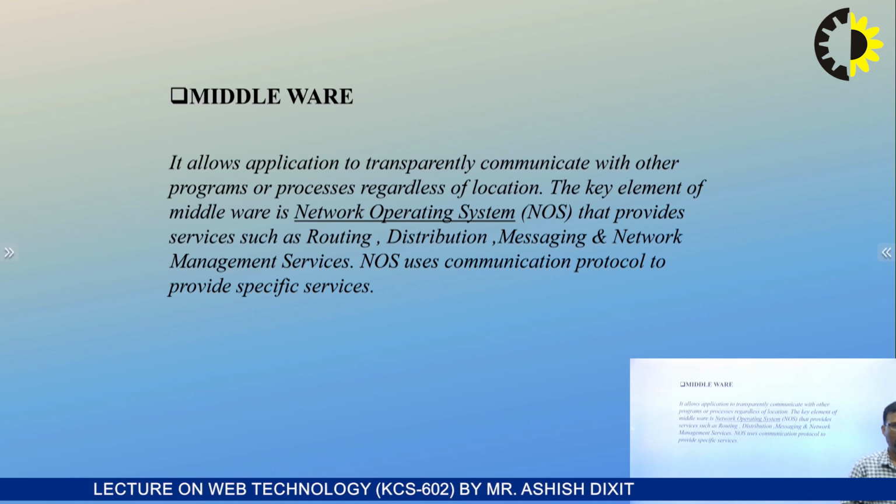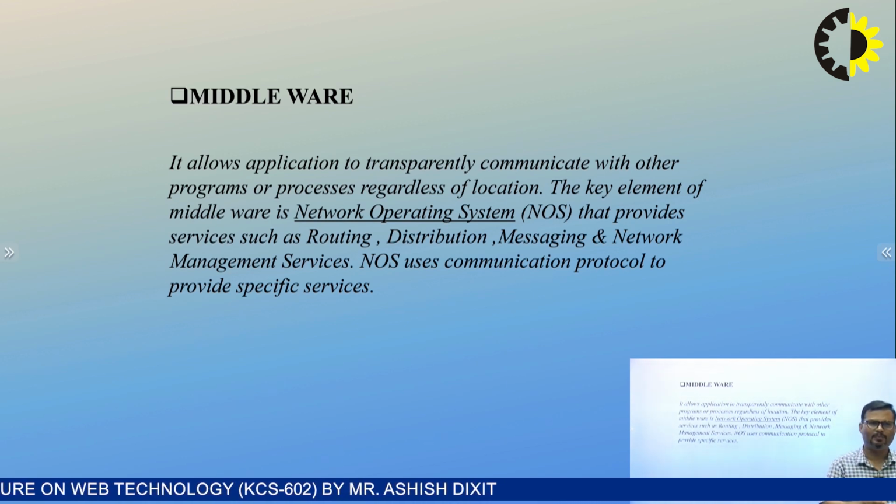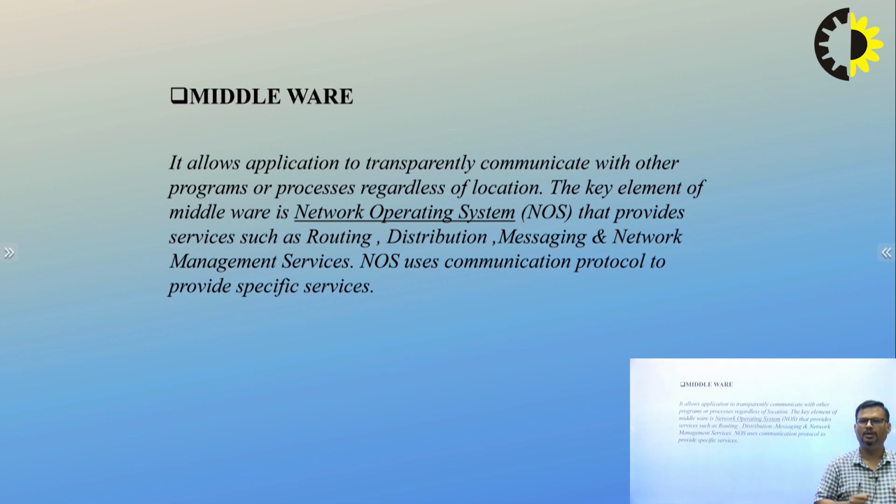So here, if we take any application, it transparently communicates with the other program or process regardless of location. The key element of the middleware is the network operating system (NOS), which provides services such as routing, distribution, messaging, and network management services. Okay, then it's also called middleware.